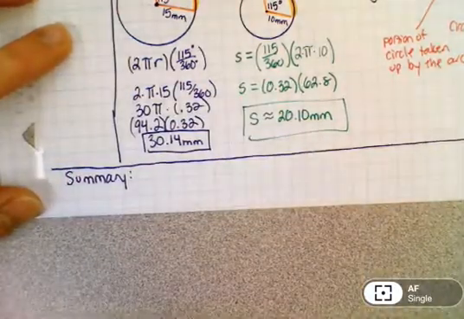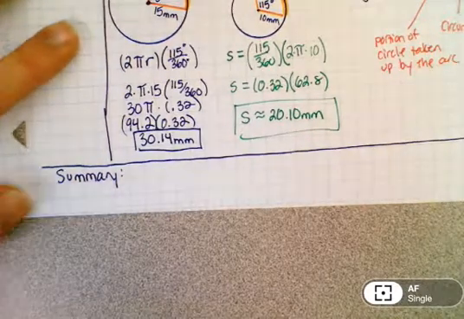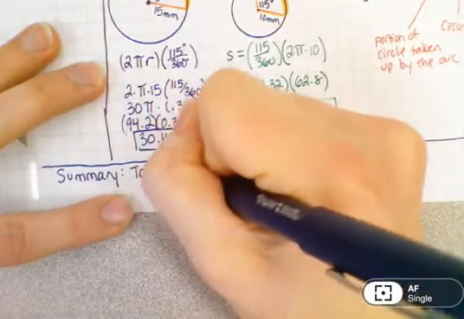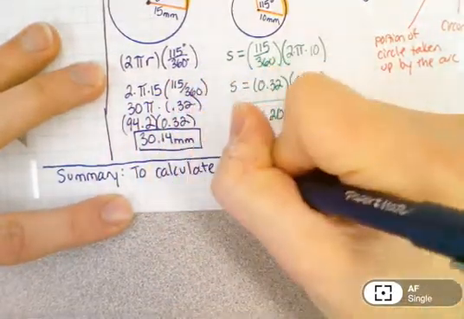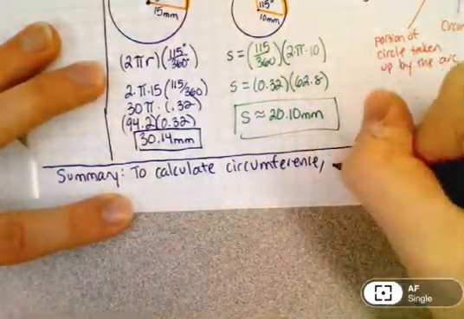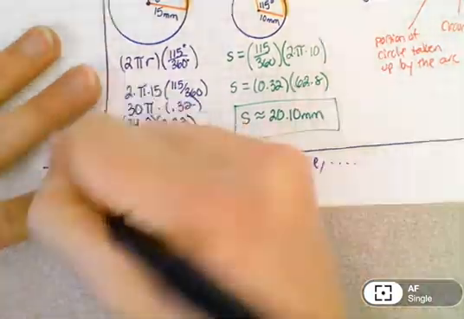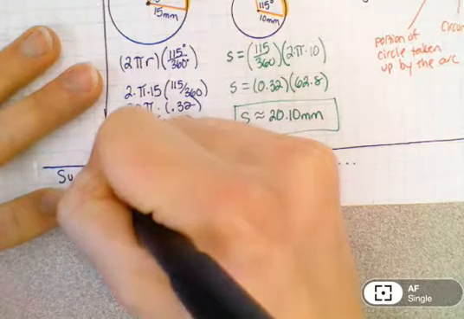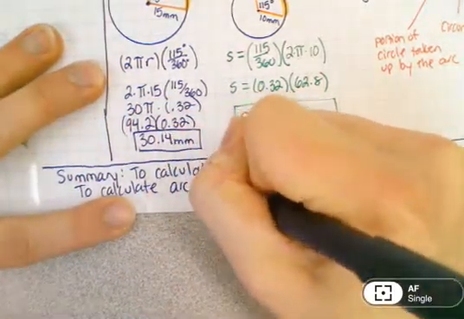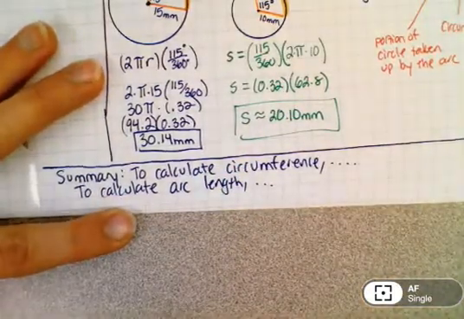And the essential question here was, how do I calculate the circumference and how do I calculate the arc length? So we're going to turn that around. To calculate circumference, you can give me the formula or you can just explain how to do it in words. And then to calculate arc length, and again, you can give me the formula or you can write it out in words.